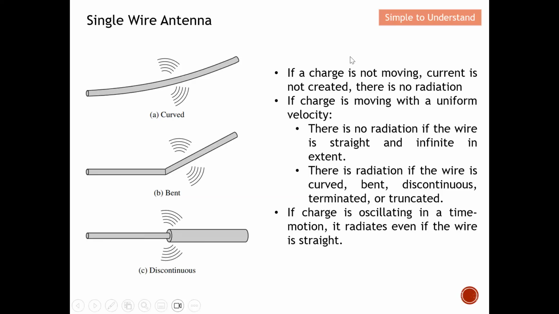Firstly, without any charge moving, we don't have any radiation. Next, if the charge is moving and we have infinite length, which means the wire is very, very long and straight, then we will not have any form of radiation. We will have some form of radiation if the wire is curved, if the wire is bent, or if the wire is discontinued, which means one part thinner and one part thicker. You create a discontinuity, and in this part you will also have some form of radiation.